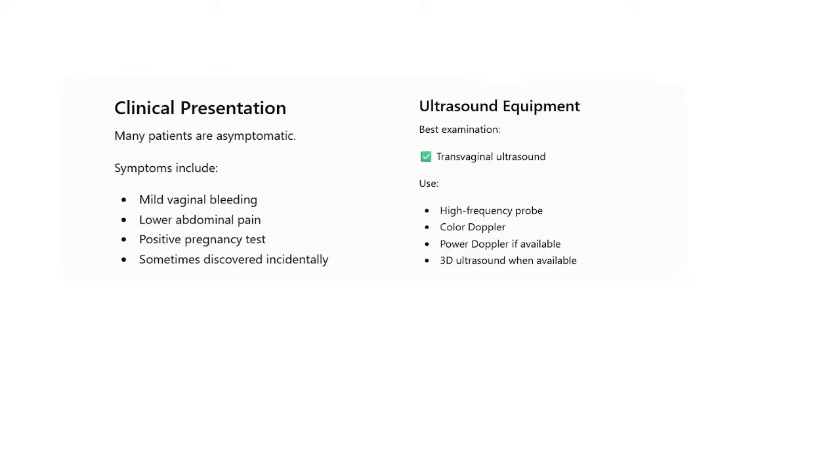So now, the clinical presentation. Many patients are asymptomatic. Symptoms include vaginal bleeding, low abdominal pain, and positive pregnancy tests, and it is sometimes discovered incidentally. The best ultrasound approach for diagnosis of a scar ectopic pregnancy is transvaginal. Use a high frequency probe, color Doppler, power Doppler if available, and 3D ultrasound when available.